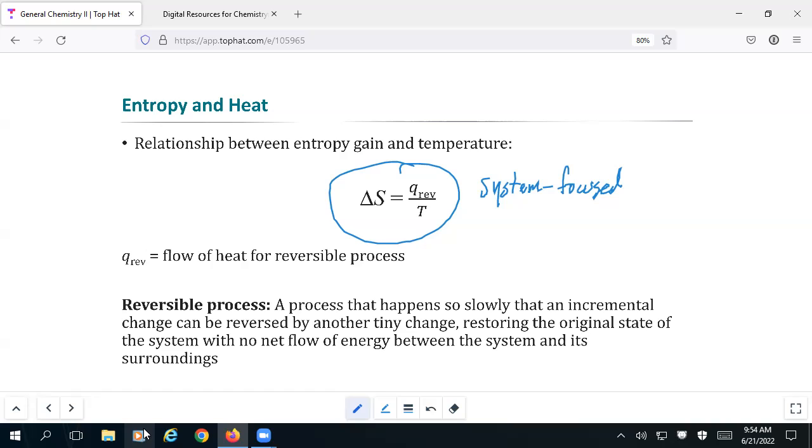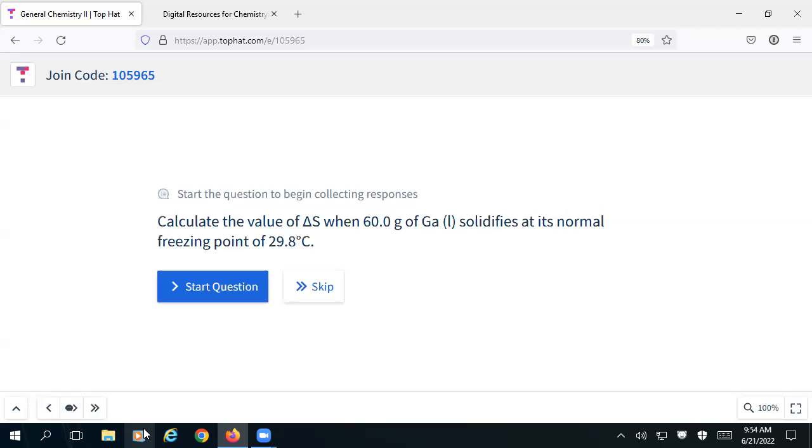So we still really haven't answered the question. All we've done is come up with another way of devising entropy change. What else do we have? Well, let's come back to this.